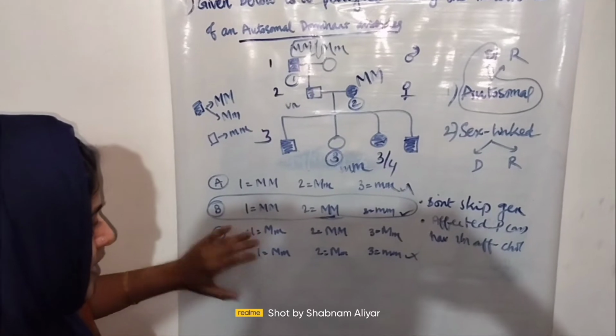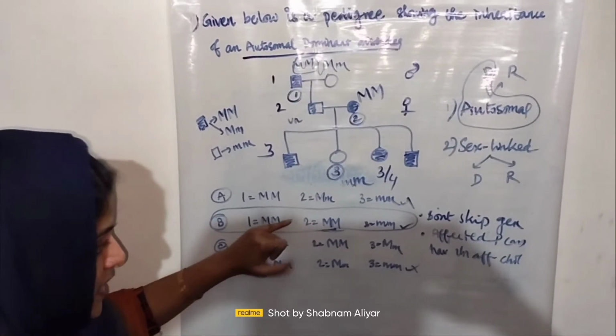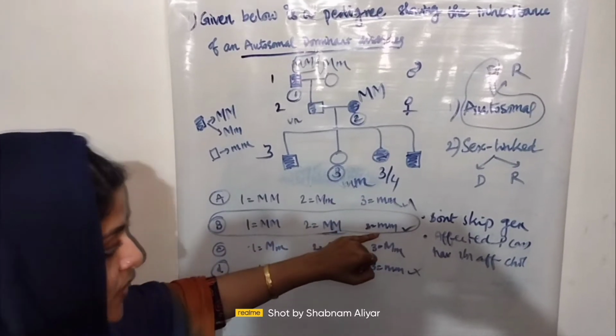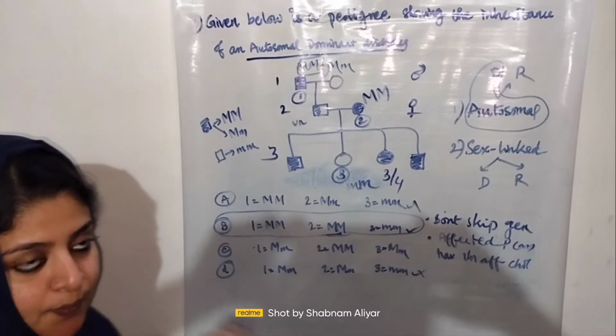So the option is B. The correct option is option B. 1 is capital M, 2 is capital M, and 3 is small m, small m. Hope this answered your question. Thank you.